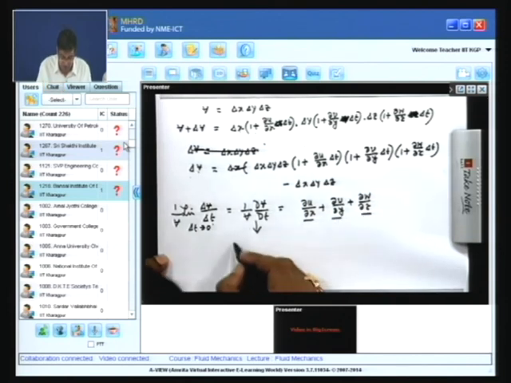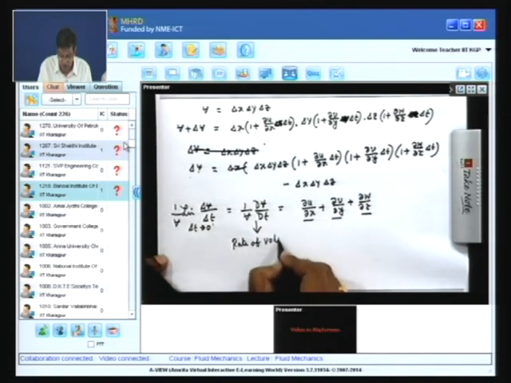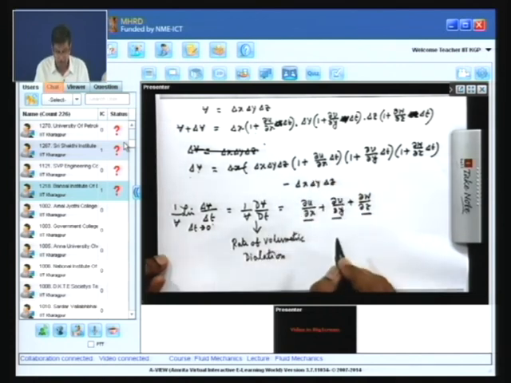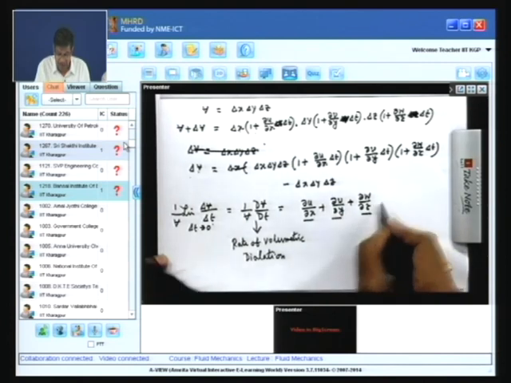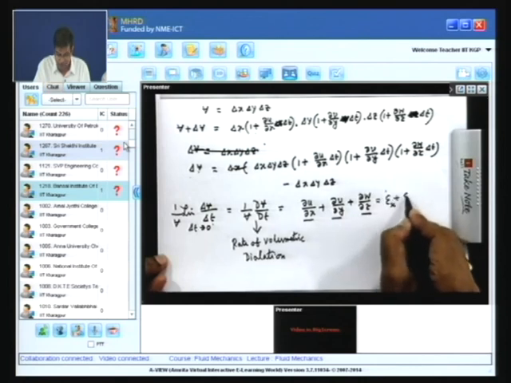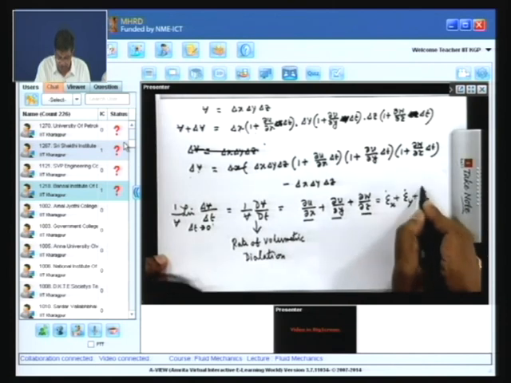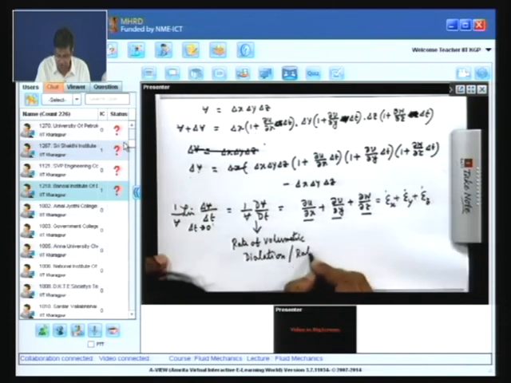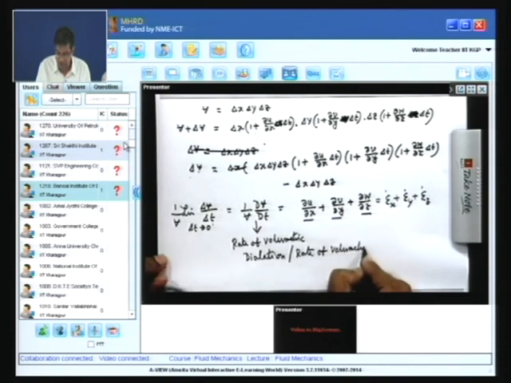And this is known as the rate of volumetric dilation. Obvious algebraic steps I am just skipping, because you are experts, you know that. So, therefore, this is the definition. That means the rate of volumetric dilation can also be written as the rate of volumetric strain, or volumetric strain rate.